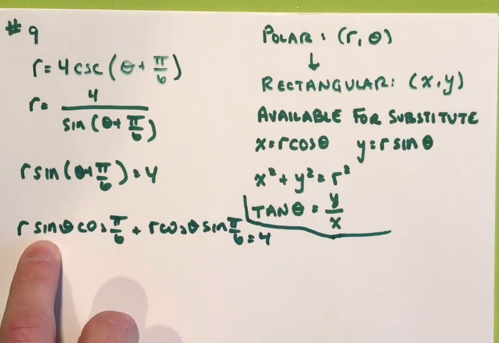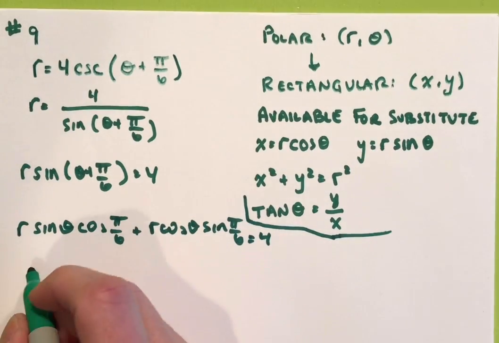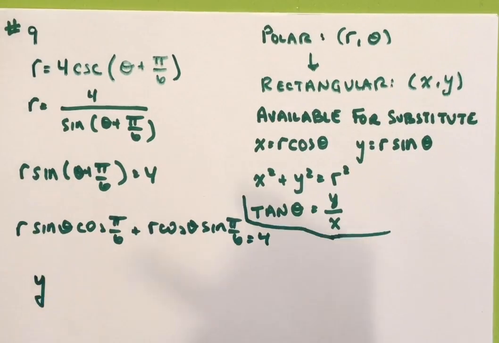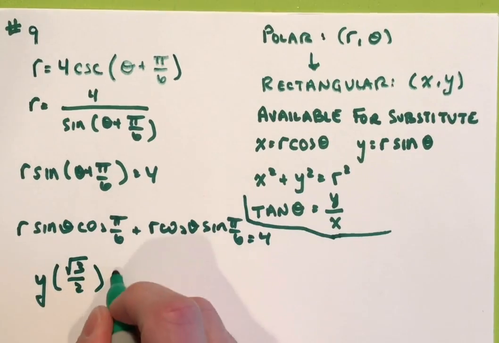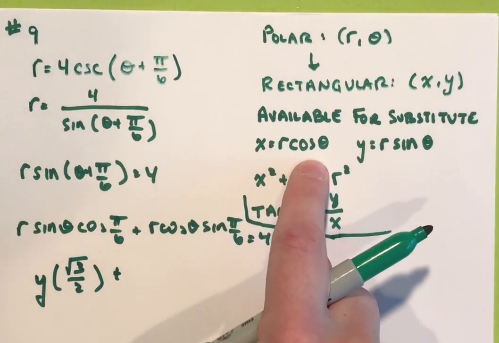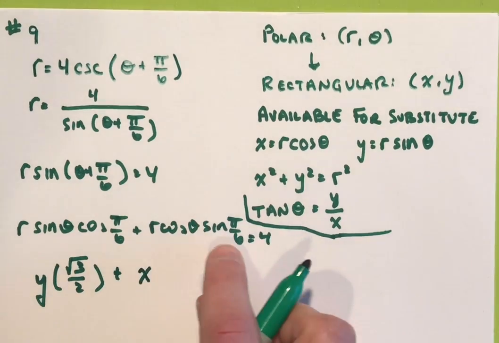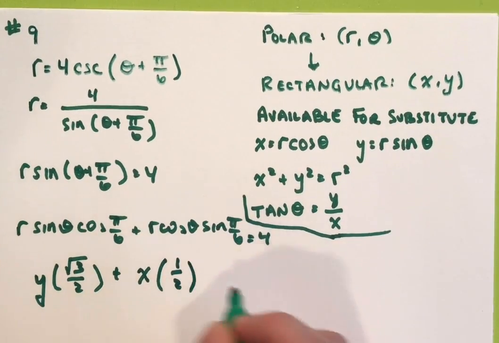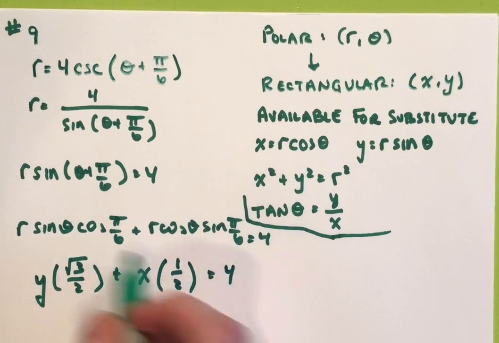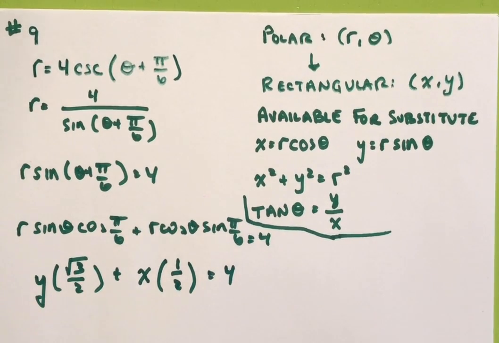That r sine theta popping up, that's y. Cosine pi over 6, we know off the unit circle is root 3 over 2, plus r cos theta, that's x. Sine pi over 6, we know from the unit circle, that's 1/2, equals 4. There we go. We're now in terms of rectangular coordinates.